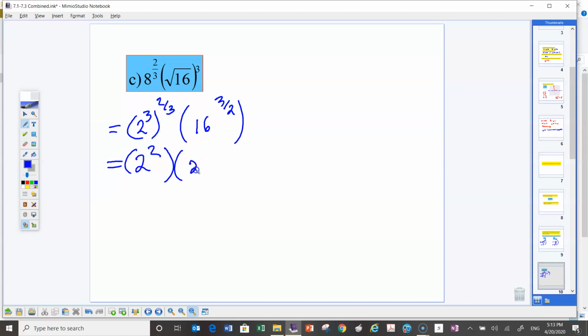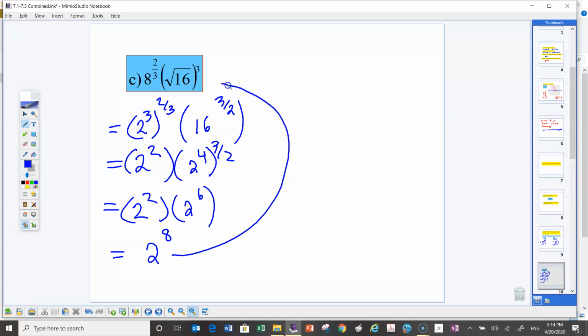Here, 16 is 2 to the 4th, and it's still raised to the 3/2. So I have 2 squared times 4 times 3/2 is 12 over 2, which is 2 to the 6th. And now using my laws of exponents, if my bases are the same, I multiply, I leave the base the same, and I add the exponents, and 2 plus 6 is equal to 8. So 2 to the 8th is the same thing as the product of 8 to the 2/3 times the square root of 16 all cubed.